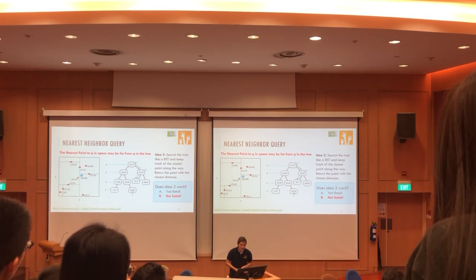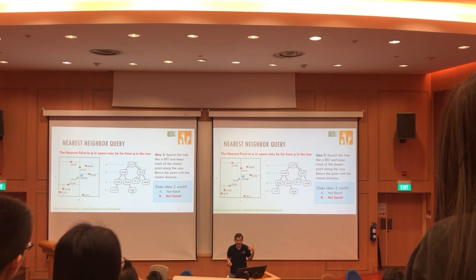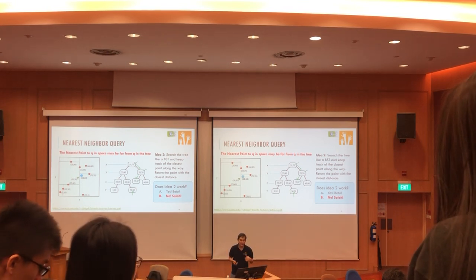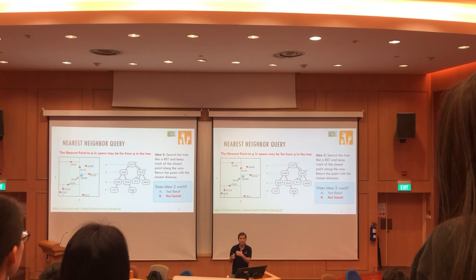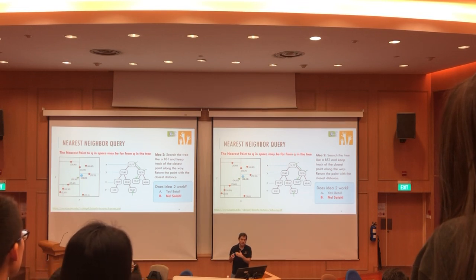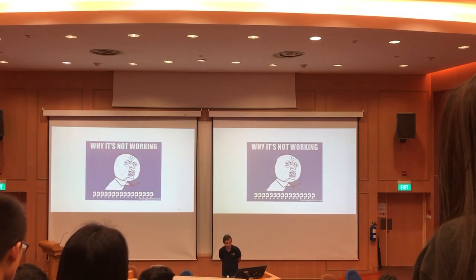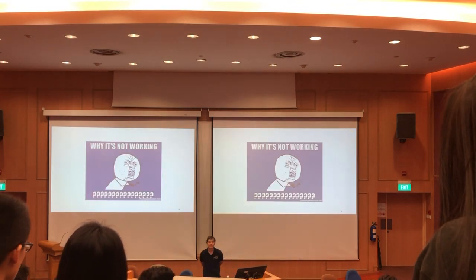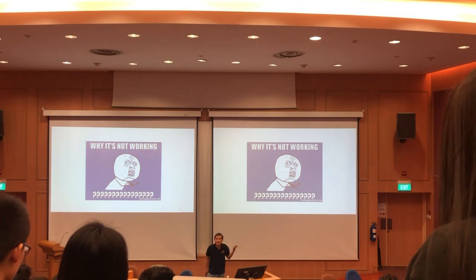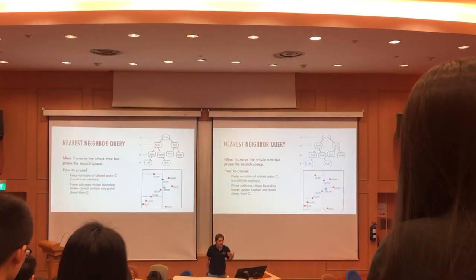So the key idea behind k-d trees that I'm trying to bring forth here is that the nearest point to Q in Euclidean space, we are using the Euclidean metric here, may be far away from Q in the tree. So it's not working. Right? I said this is a better technique, but it doesn't seem to be working. So how are we going to fix this?